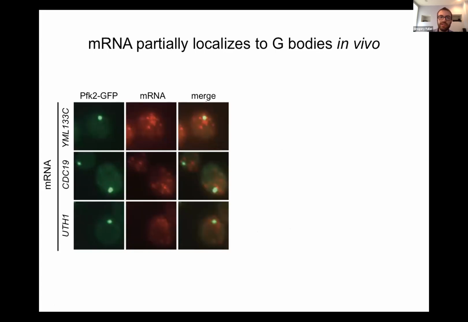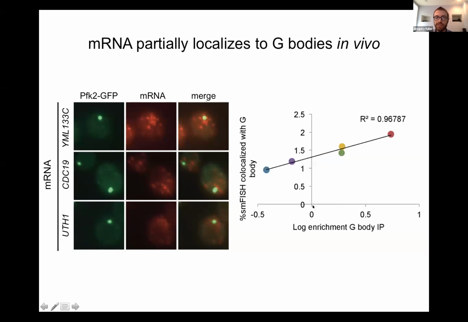So we took several of these and did smFISH with a PFK2-GFP marker to test if these RNAs are associating with G-bodies. And for each RNA we tested, we detected cases of overlap, while most of the RNA is outside of the granule. We also frequently observed this kind of peripheral localization pattern where the RNA surrounds the granule. When we did this for a number of different RNAs and plotted the fraction of the RNA that co-localizes with the granule against the enrichment we determined through RNA sequencing, we saw a nice correlation, validating our RNA sequencing approach.